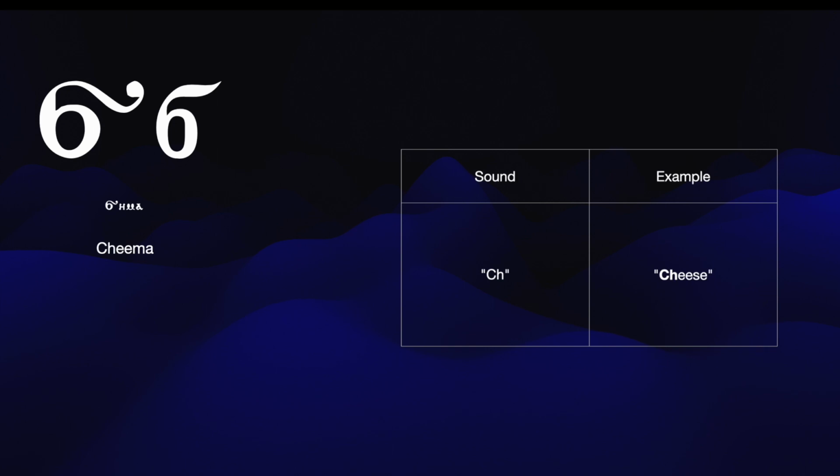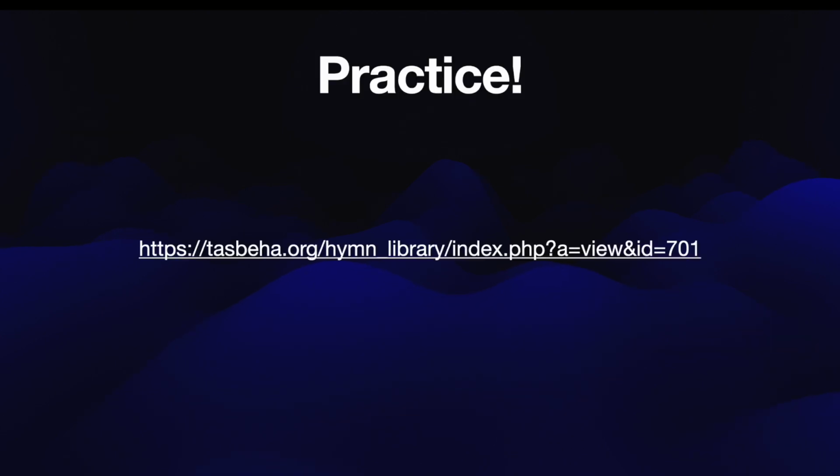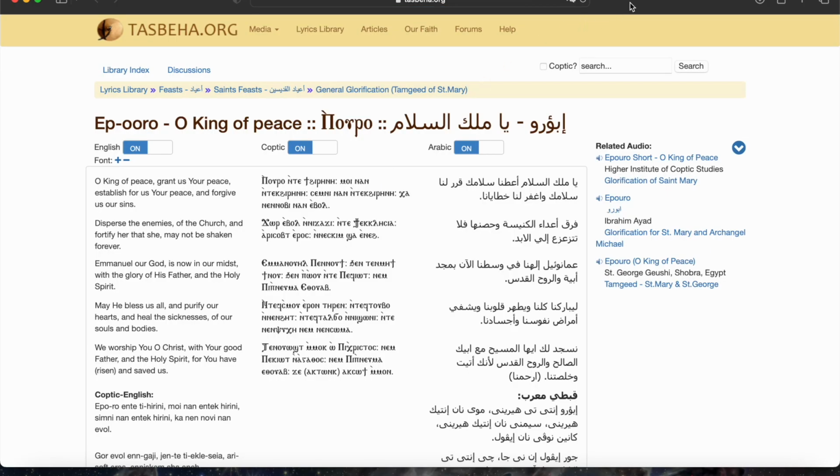This one's Chima, it makes a CH sound. This one's T, and that's just like its name, T, and it makes the same sound, T. Okay, so just some ending practice to make stuff just a little bit easier.